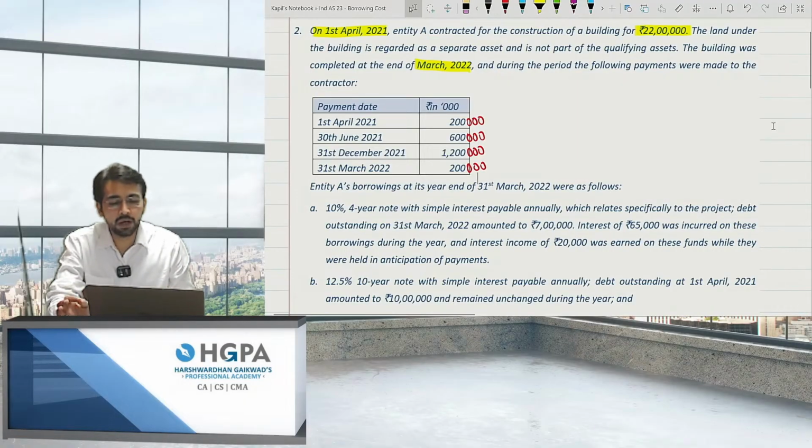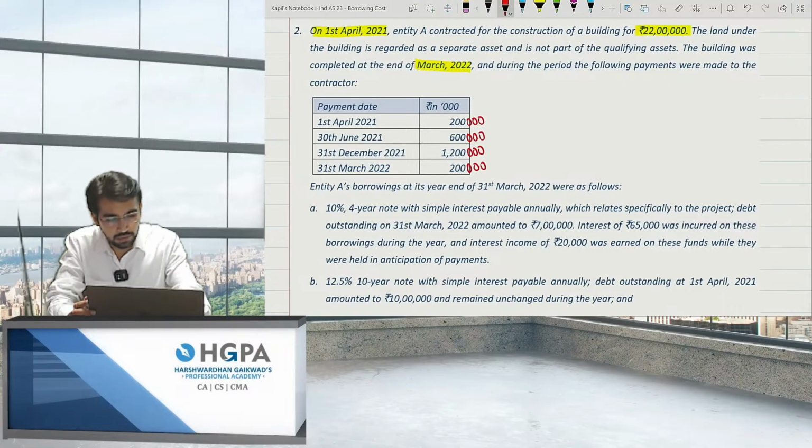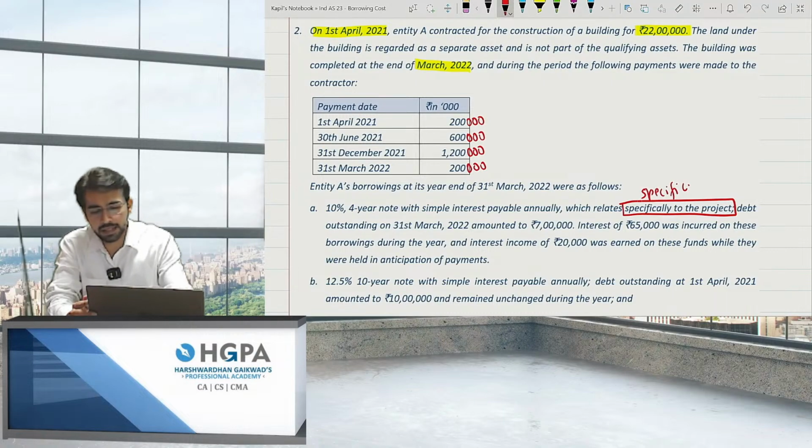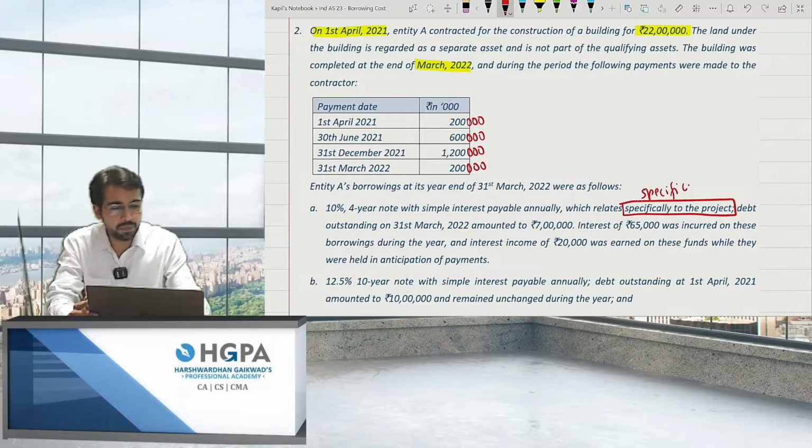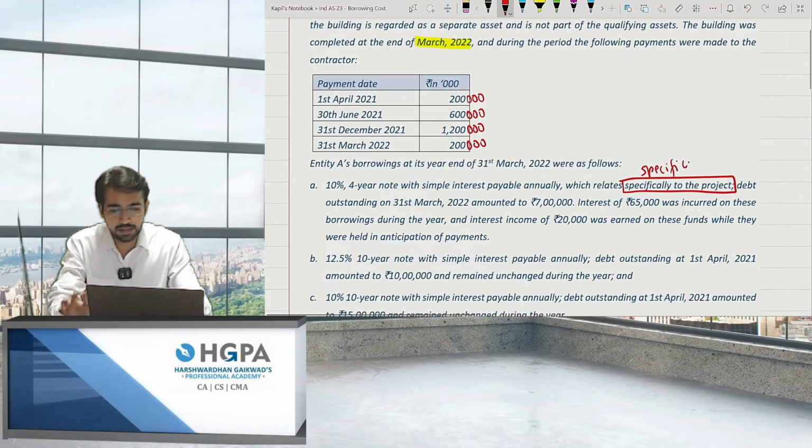10% 4-year note with simple interest payable annually, which relates specifically to the project. When I say specifically to the project, it is a specific borrowing. Can I say this 10% is the specific borrowing? Yes. Outstanding amounted to rupees 7 lakh.